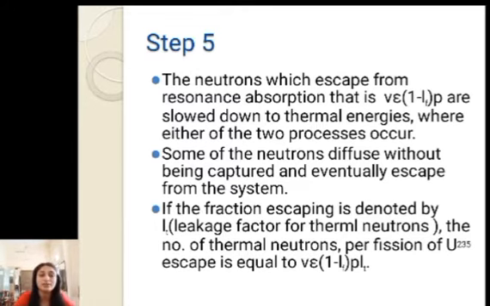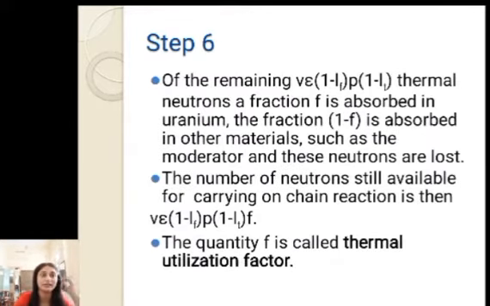The number of thermal neutrons per fission of uranium-235 that escape equals nu epsilon (1 minus LF) P into LT. So how much is remaining? Nu epsilon (1 minus LF) P (1 minus LT) are remaining. Of these remaining thermal neutrons, a fraction F is absorbed in uranium and the fraction 1 minus F is absorbed in other materials. What comes under other materials? The moderator, the wall of the nuclear reactor and so on. So these neutrons are lost to other materials.